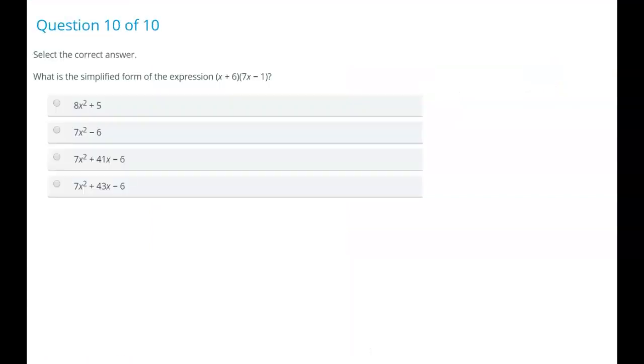And then the last one, simplify. This is just a straight FOIL. This one should be pretty easy. Your first, your outer, your inner, and your last. Multiply those through and see how you do.